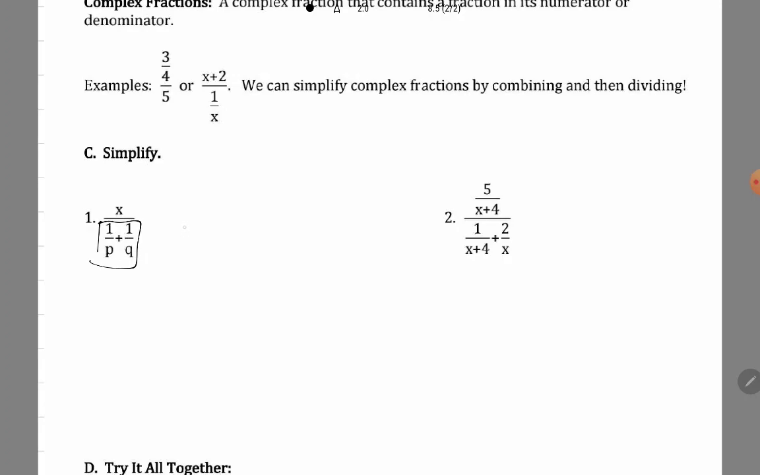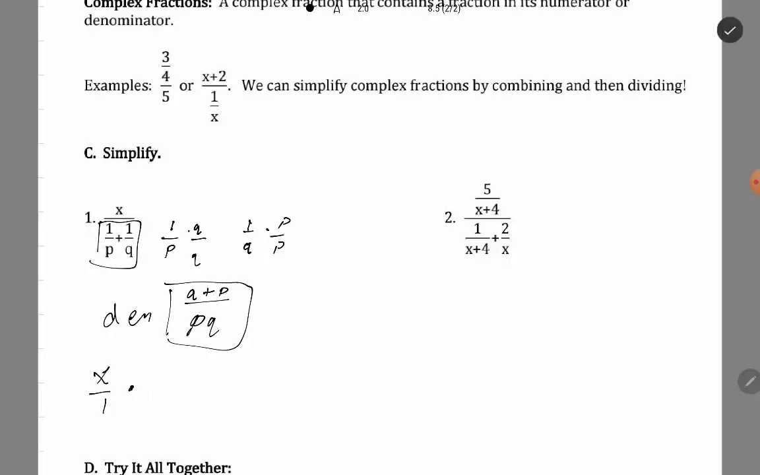So this one's easy. Take 1 over p, times it by q, take 1 over q, times it by p, because that's what's missing. So we get q plus p over pq. So that is my denominator. Now I can do x over 1 times, flip the fraction, pq over q plus p. So that is xpq over q plus p.